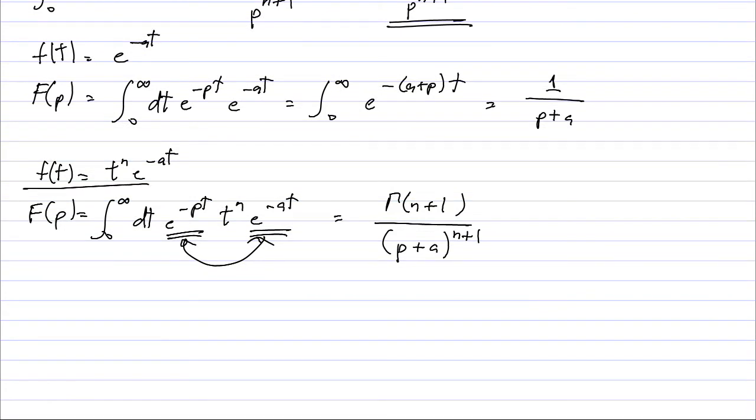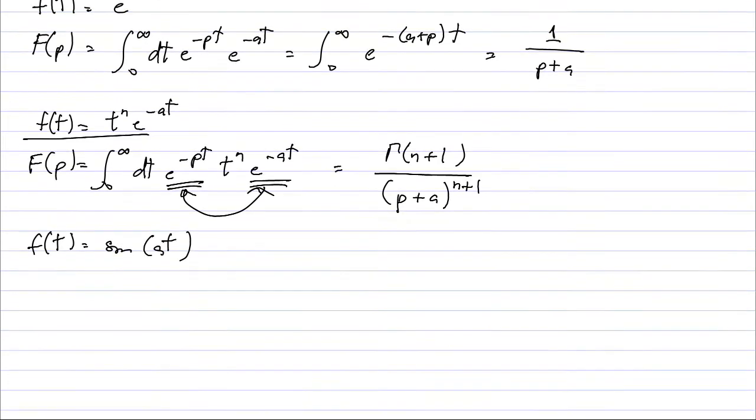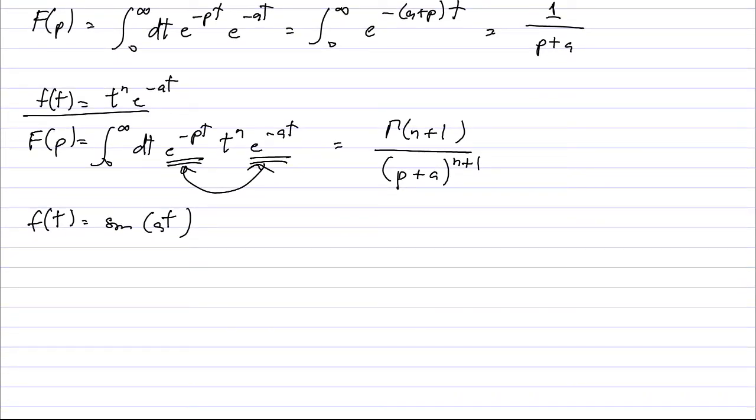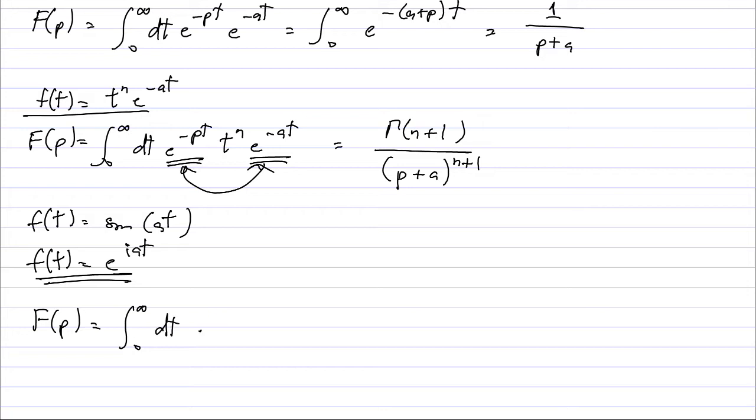If you want to find out the Laplace transform of some trigonometric function, so suppose f of t is equal to sine of at, how do you find out the Laplace transform of this thing? The easiest way is to first of all consider instead f of t is equal to e raised to power iat. Then I can take the imaginary part to give me the Laplace transform of the original function that I want. So with this f of t, I know that the Laplace transform is now going to be the integral from 0 to infinity dt e raised to power minus pt and e raised to power iat.